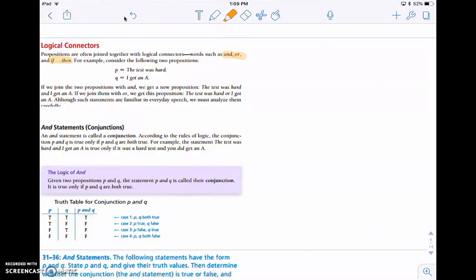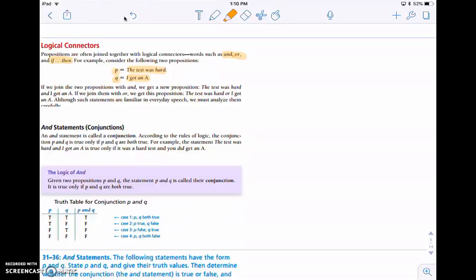So first we're going to be looking at the and statement. Before I get ahead of myself, let's look at two propositions. A lot of times, again, we'll call these P and Q. The first proposition is the test was hard, and the second proposition is I got an A. If we join these together, we get a new proposition: the test was hard and I got an A.